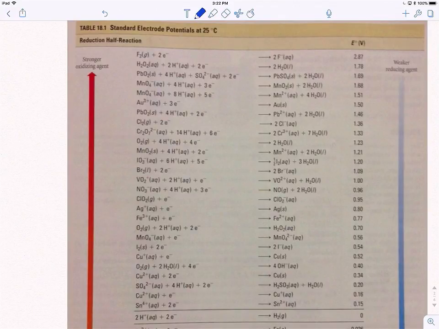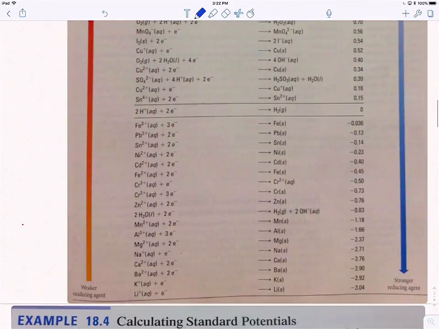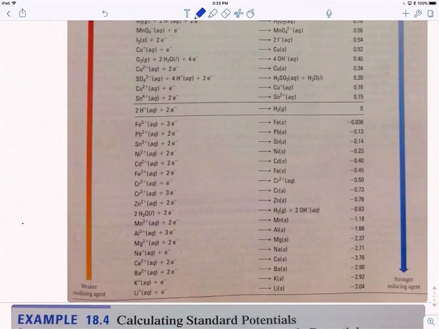No one really uses a fluorine lithium cell. We use lithium. Lithium is often used for batteries for two reasons. It's a really good reducing agent, and secondly, it's light. Lithium is a very light element.